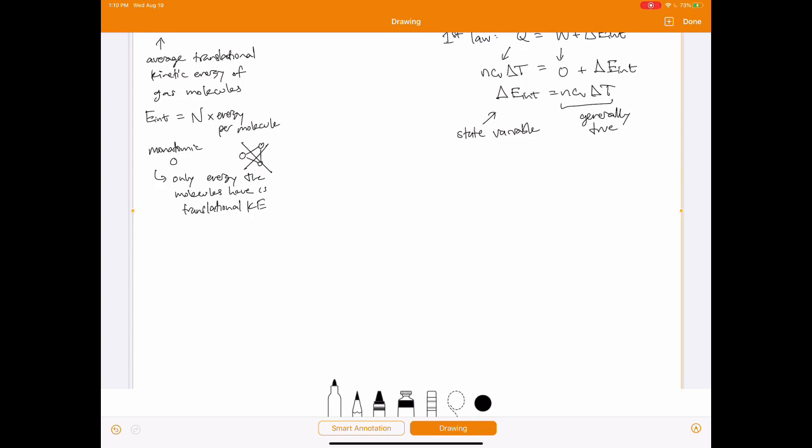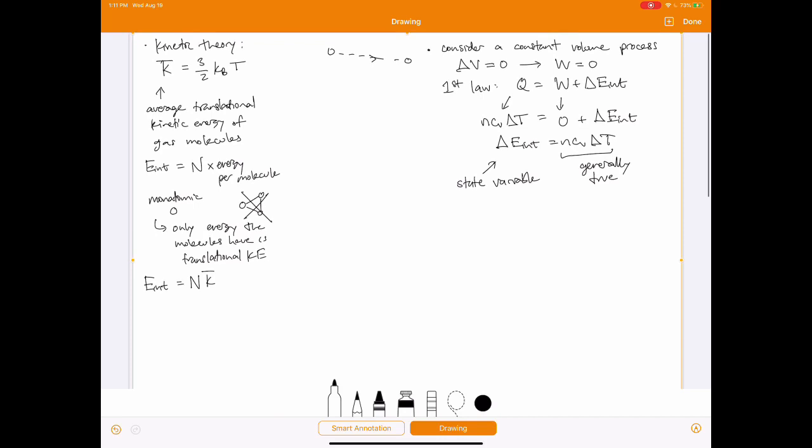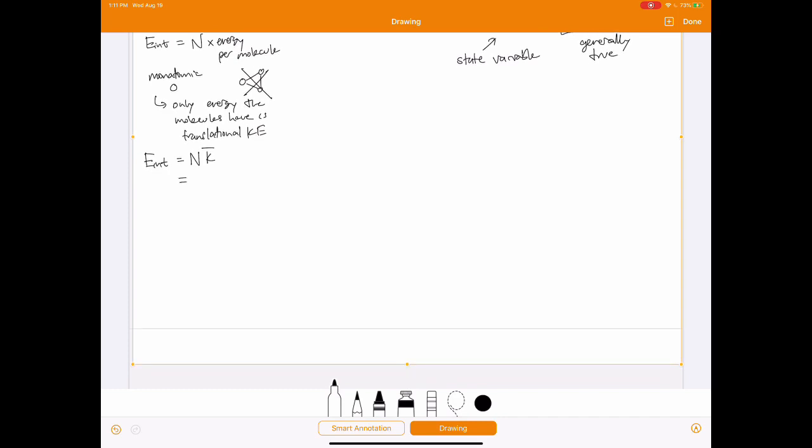Because all they can do is just translate around. There's no sense in which they can rotate or vibrate or anything like that. They're just little points. So that means our internal energy is going to be given by N times that average kinetic energy that we wrote down earlier. In other words, it's going to be N times 3/2 Boltzmann's constant times T.